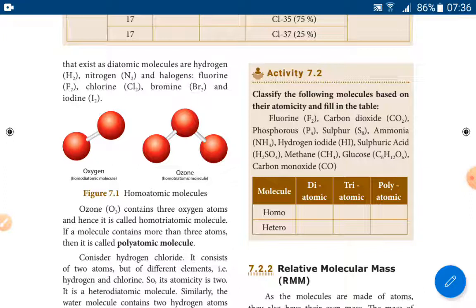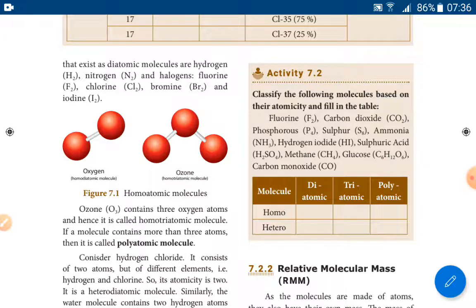And triatomic, where all three atoms are there, that's going to be a triatomic molecule. And polyatomic molecule is going to be more than three atoms. P4, S8 and NH3 and sulfuric acid, glucose, they're all going to be heteropolyatomic molecules.